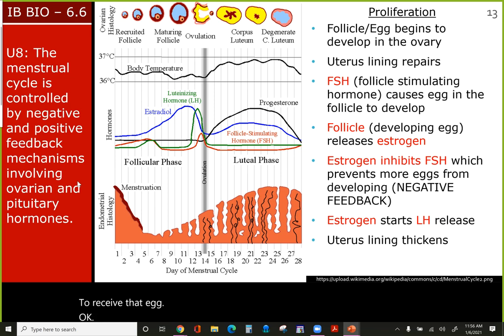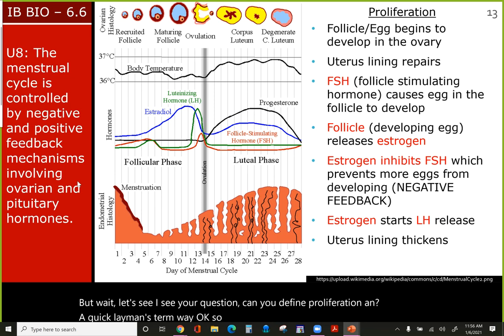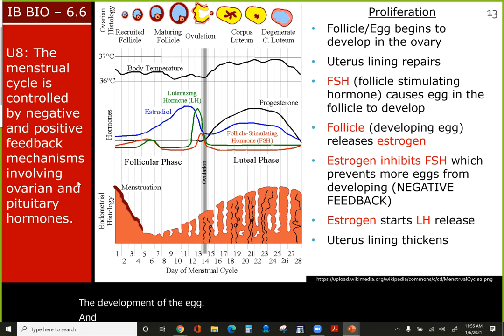I see a question. Can you define proliferation in a quick layman's term way? Okay, so proliferation is the development of the egg and the preparation of the uterus to receive it. You are creating the conditions for pregnancy to occur. You're getting an egg ready, and you're preparing the uterus.